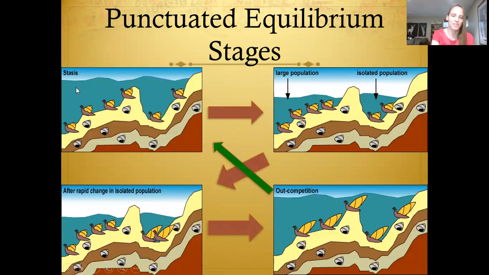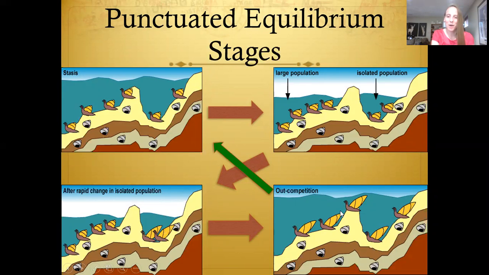So this is kind of what it looks like. We start off with this population of snails in stasis. Then you have part of the population becoming isolated, in this case because the sea level dropped and isolated this little population over here. That little isolated population is now experiencing different environmental conditions, so it's going to have a selective force on it. That selective force causes it to evolve very, very quickly, in this case to have a bigger shell.